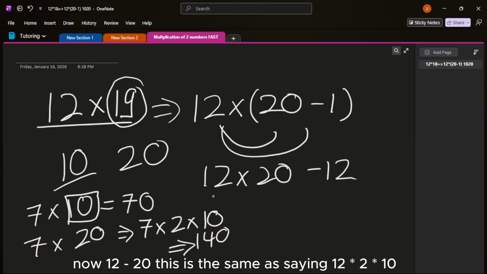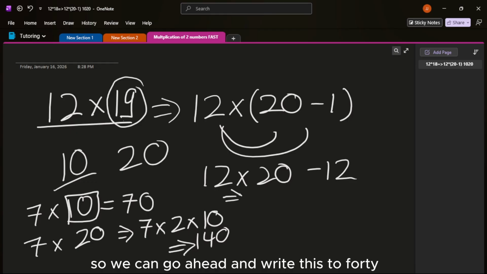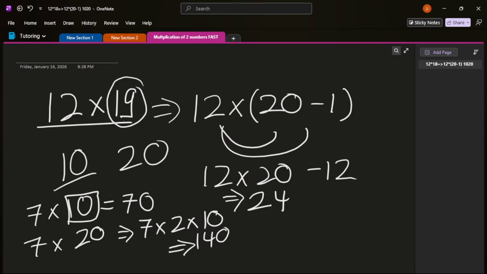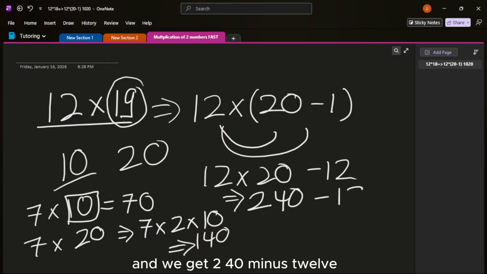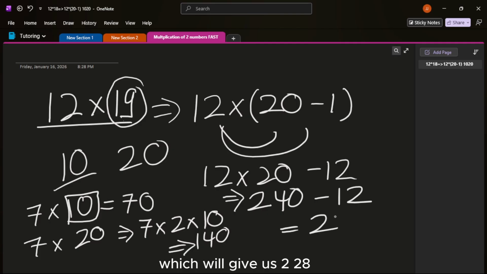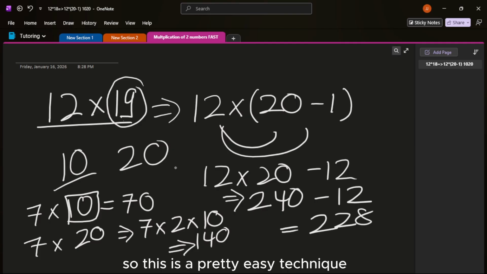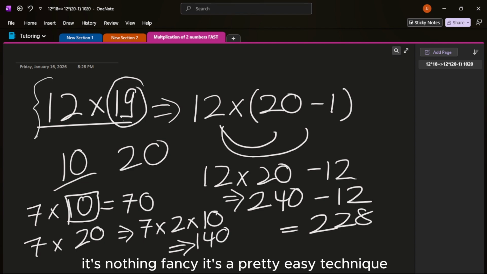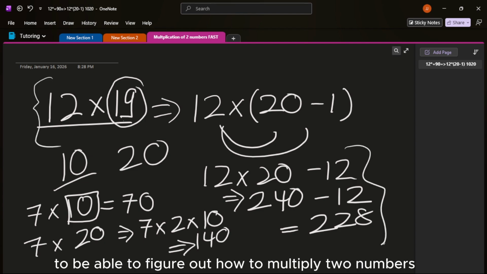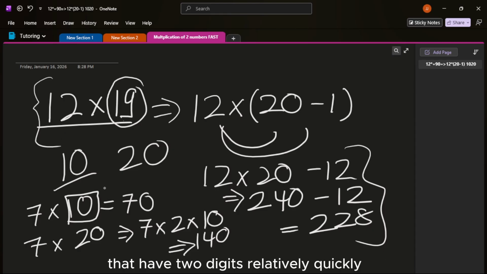Now 12 times 20, this is the same as saying 12 times 2 times 10. So we can go ahead and write this 240. And we get 240 minus 12, which will give us 228. So this is a pretty easy technique. It's nothing fancy. It's a pretty easy technique to be able to figure out how to multiply two numbers that have two digits relatively quickly.